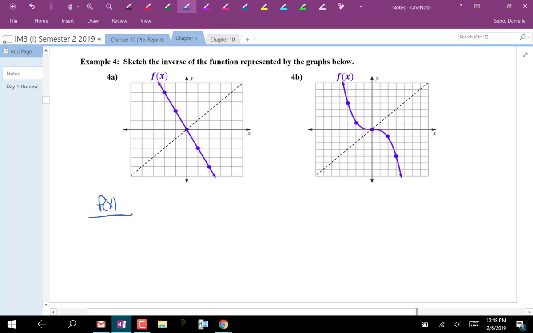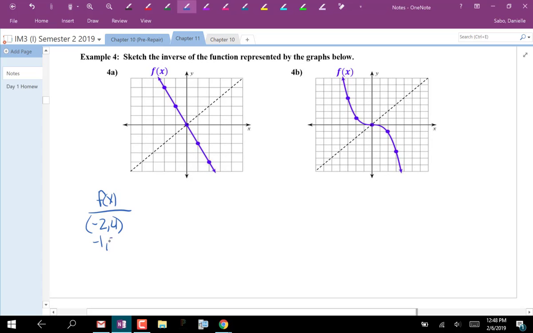From left to right, I got -2 up 1, 2, 3, 4. So I'm just going to write that out. -2, 4. And then I have -1, up 2. So -1, 2. And then I have 0, 0. And for a line, I really only need 3 points. You could do as many as you want, but for a line, you really only need 2 points technically. For other graphs, you will need more.